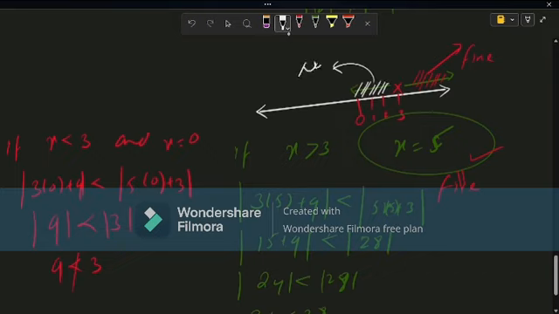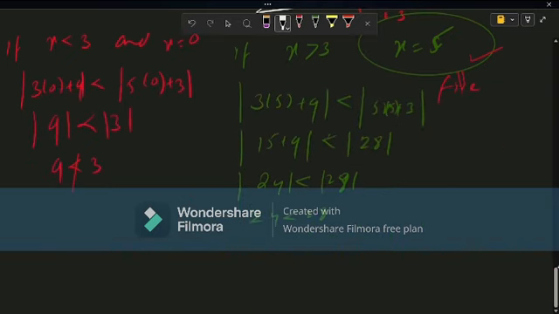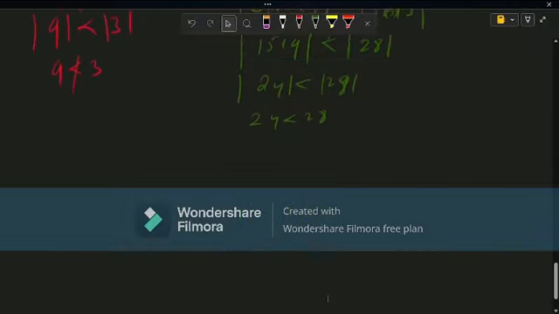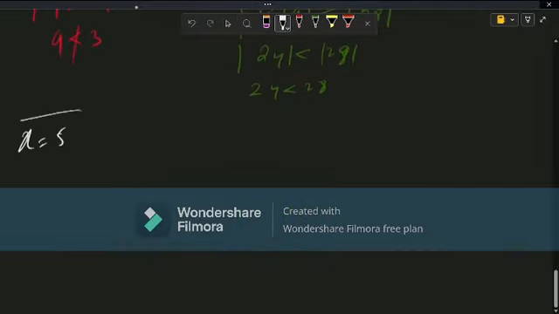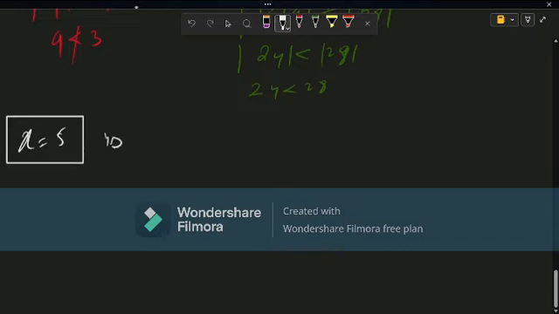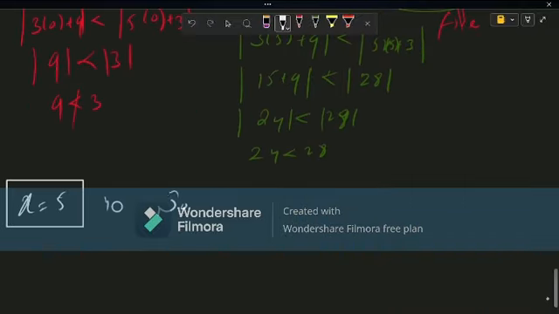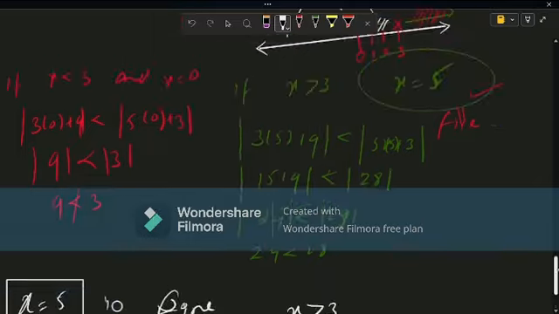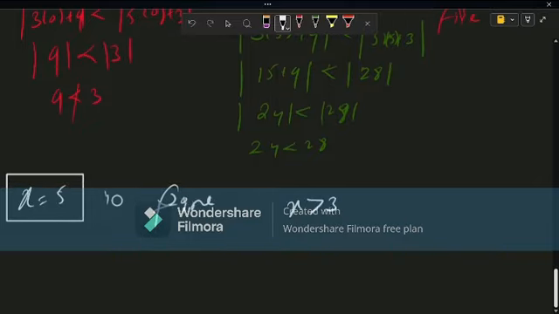It means that this portion is not working for me. So the only portion that worked for me is x is equals to 5. So the final answer for this inequality would be x is equals to 5 is fine, and x is equals to 5 means any value that is x is greater than 3, maybe 4, maybe 5, maybe 6, whatever it could be. So the best choice and whole of the answer for this question would be x is greater than 3, the final answer.